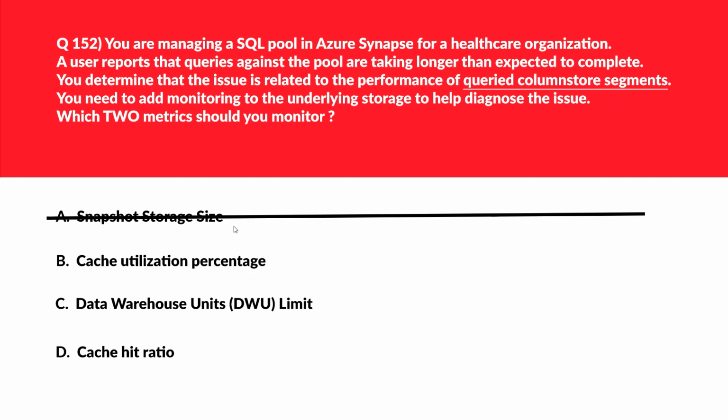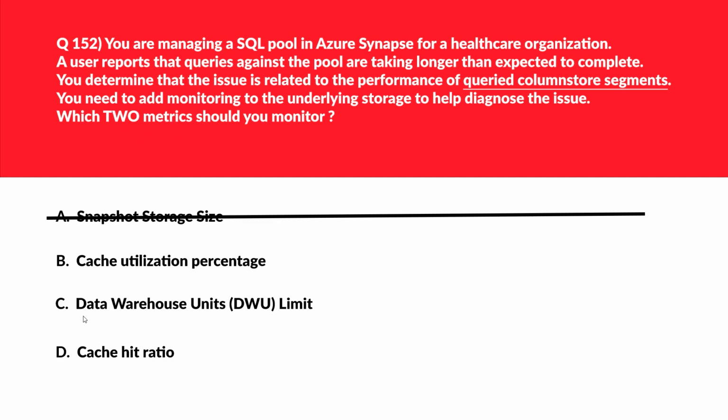Let's move to option B. B says cache utilization percentage. Monitoring the cache used percentage helps determine if the cache is being fully utilized, which can impact query performance. So let's park this option because we need two metrics, right, as per the question.